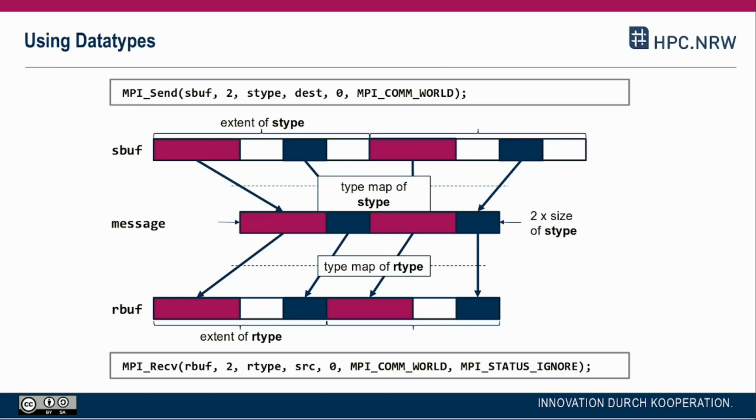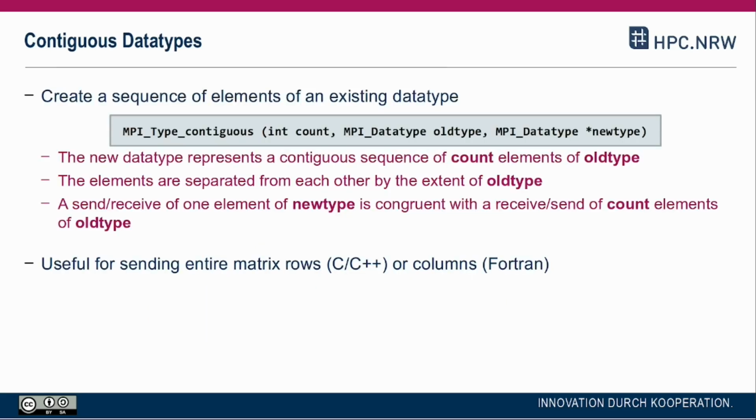And this is how to understand the type signature matches, because we have a double and an int and a double and an int. But the sender defines how things are in the sender memory. The receiver defines how it is in the receiver memory. And we can send and receive those just as we used the normal basic data types. So now we dive into derived data types and how to construct them.